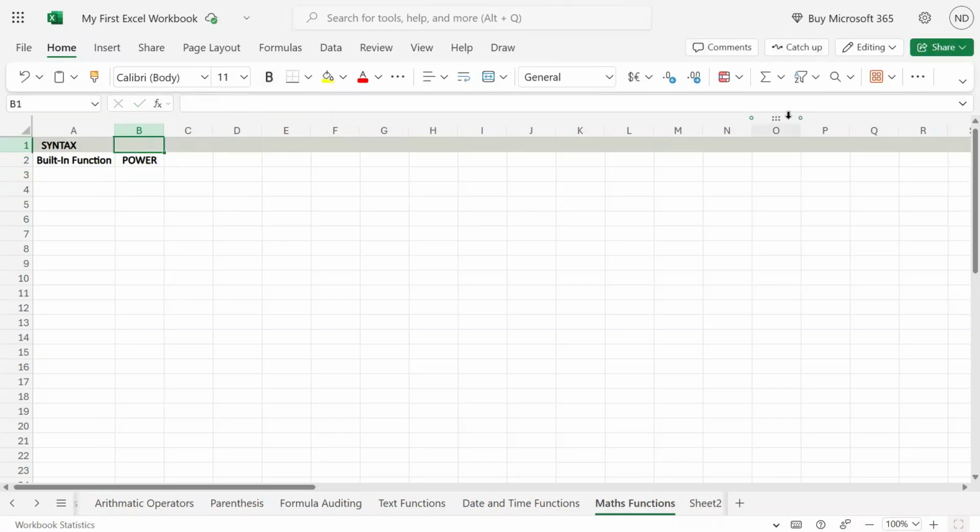So the power function returns the result of a number raised to a power. So if you say 4 raised to 2, which is a square, it will give you an answer of 16. Usually the syntax, let me just show you the syntax quickly. The syntax is POWER.